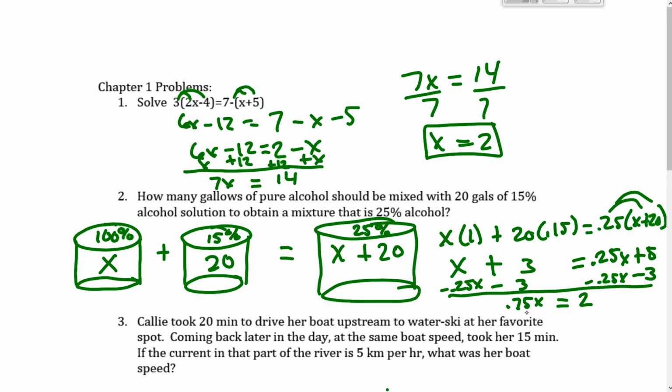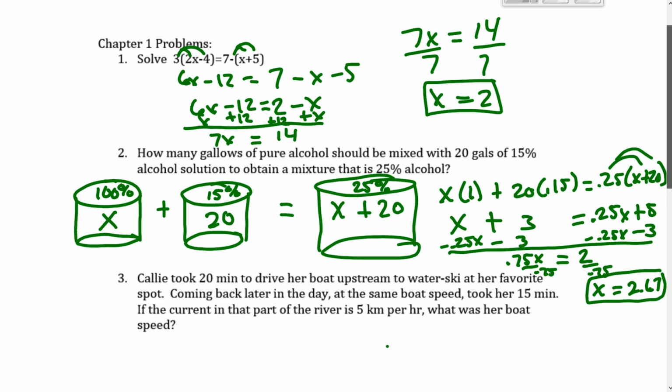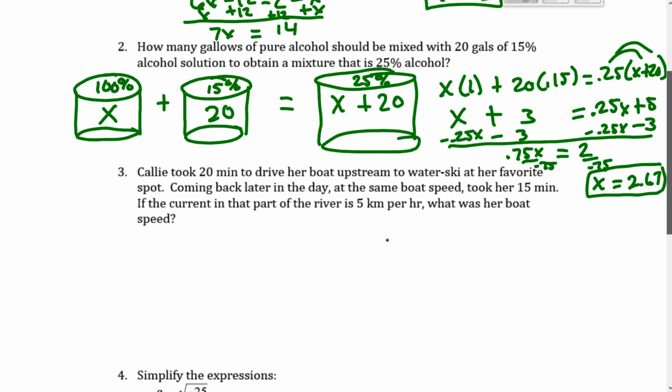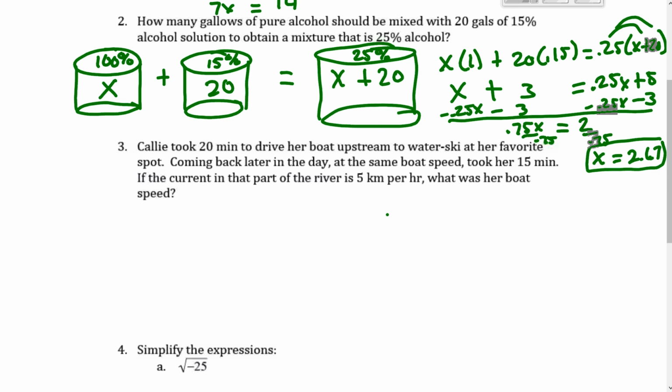And then we get 2 here, so we divide by 0.75, divide by 0.75. We get x is equal to 2 2/3, so 2.67. So there's our answer, and again, I can plug it in, make sure it works. Just like you guys, I'm too lazy to plug it in. Or at least most of us are pretty lazy.